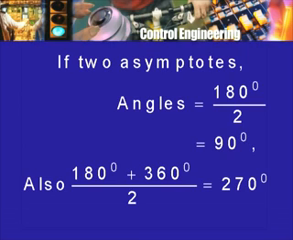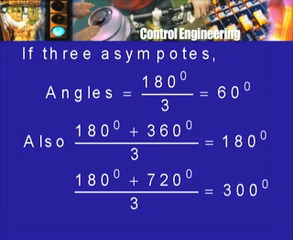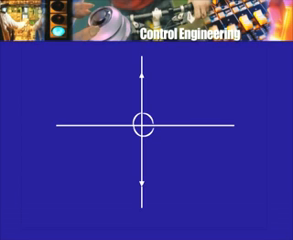If there are three asymptotes, what will be the three angles? Think about it. 180 degrees by 3 is 60 degrees. 180 plus 360 divided by 3 is 180 degrees. And the third one, 180 plus 720 degrees divided by 3, is 300 degrees. So the three asymptotes will make angles of 60 degrees, 180 degrees and 300 degrees. If I show them on this diagram, one asymptote will go away like this. If the center point of intersection is the origin, another asymptote will go like that. The third asymptote will go like this, and between each other they will make angles of 120 degrees.